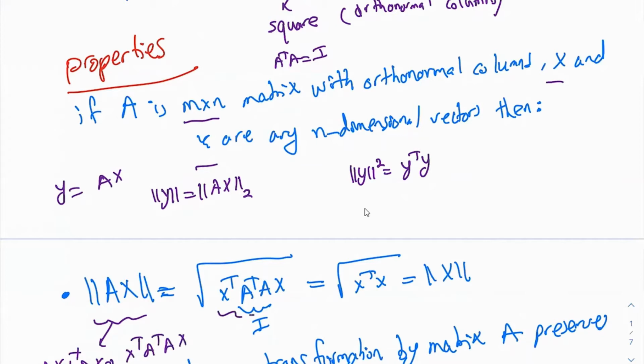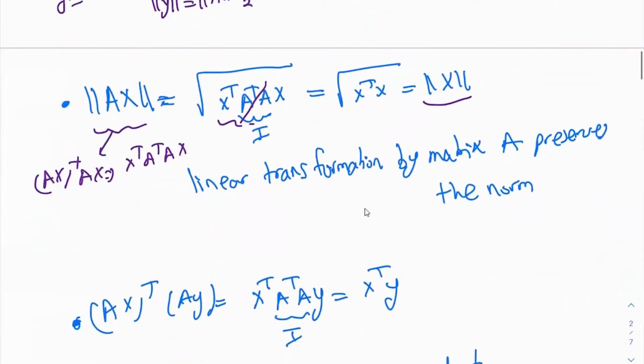Since we are not talking about the norm square, I should have a square root. Now, we know that if the matrix A has orthonormal columns, then A transpose A is equal to identity. Therefore, this is identity, and what we get back is X transpose X, which is equal to the norm of X. So the second observation is that under linear transformation by matrix A that has orthonormal columns, the norm of the resulting vector y is the same as the norm of vector x. So transformation by matrix A preserves the norm. That's a very interesting property.